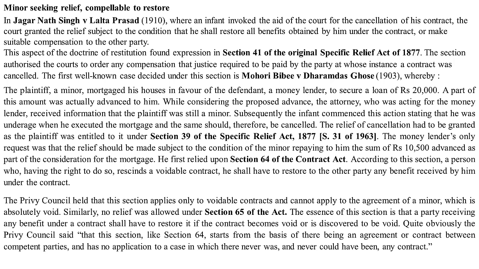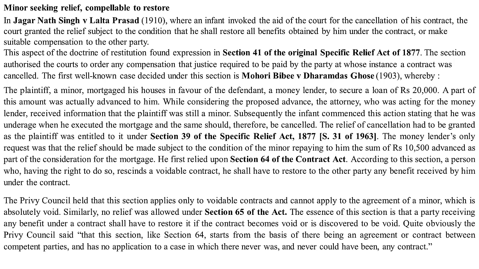The relief of cancellation had to be granted as the plaintiff was entitled to it under section 39 of the Specific Relief Act, again of 1877. This is section 31 of the Act of 1963. The only request that the moneylender made over here was that the relief should be made subject to the condition of the minor repaying to him the sum of Rs 10,500 which was advanced as part of the consideration for the mortgage.